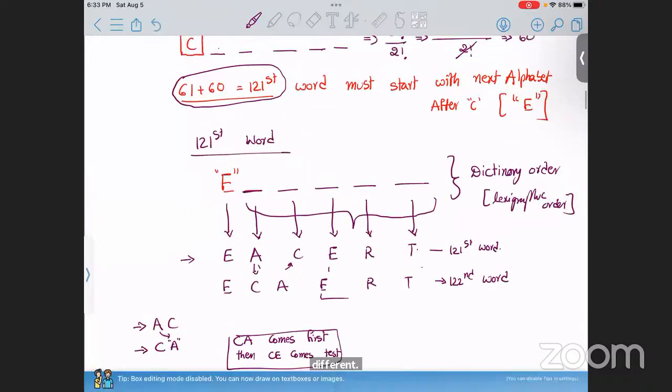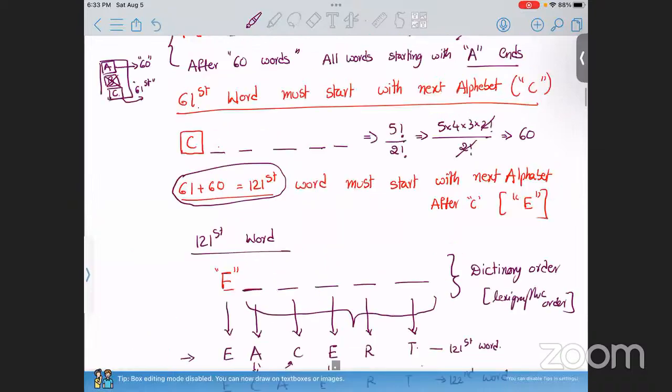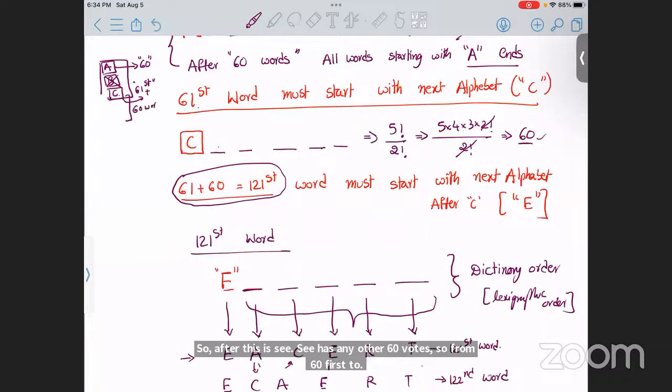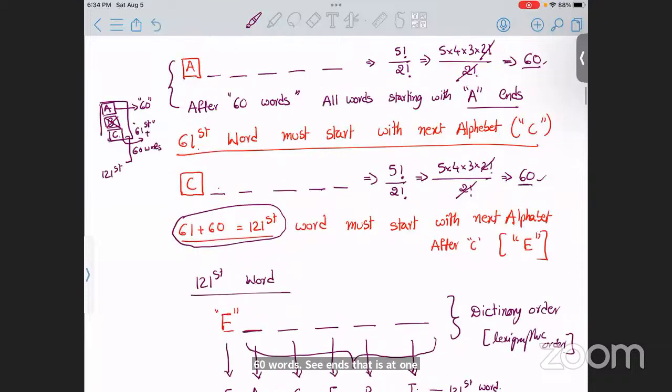Sir, but the 121st word, can you please explain how it starts from E? Look, C is completed. The next 60 words start with C, so from the 61st to the 120th word, C ends. That means at the 121st word, what is the next letter? E, because D is not there. So E.